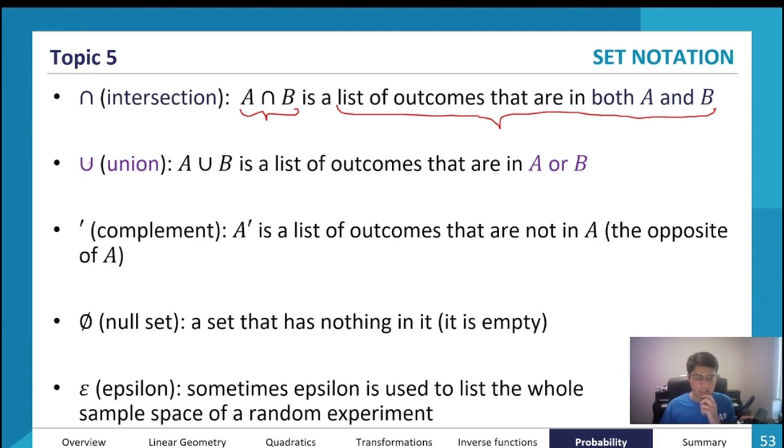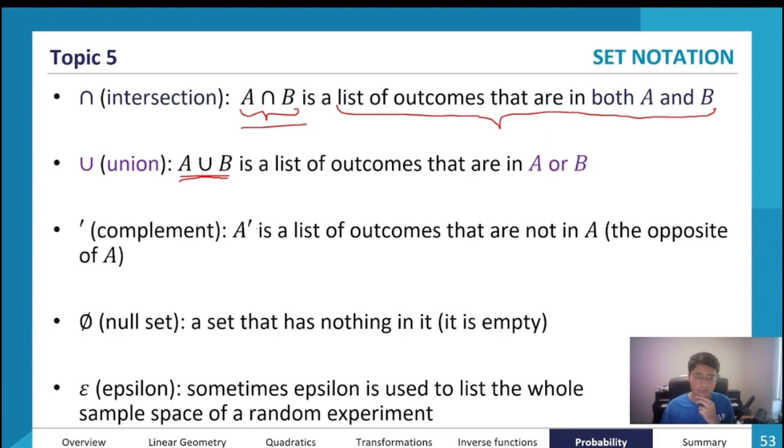Union is an upside down U. Now, this is a little bit different from intersection. We're looking for all the outcomes that are in A or B. So if it's in A but it's not in B, it's still part of this set here, A union B. If it's in both A and B, then it's in this set A union B as well as this set A intersect B.